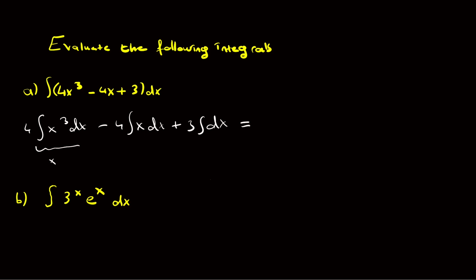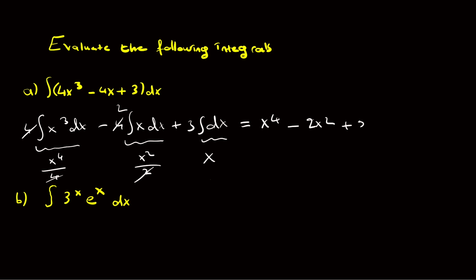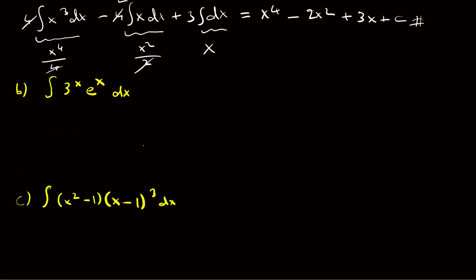This integral is equal to x to the fourth power over 4. This integral is equal to x squared over 2, and this integral is equal to x. These 4's will cancel each other out, so we get x to the fourth power minus 2x squared plus 3x plus c. It was a really simple example.